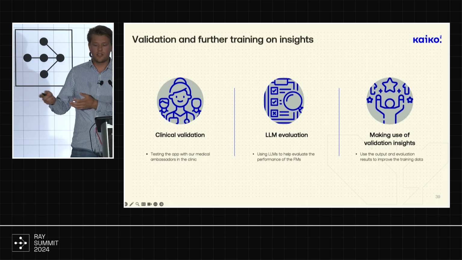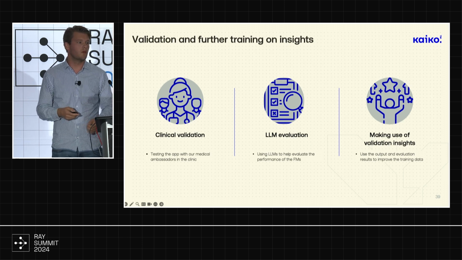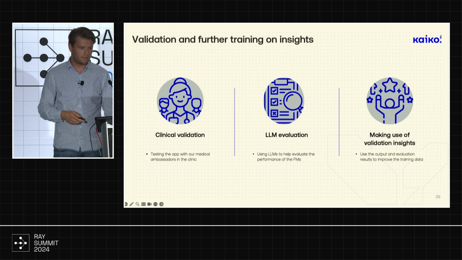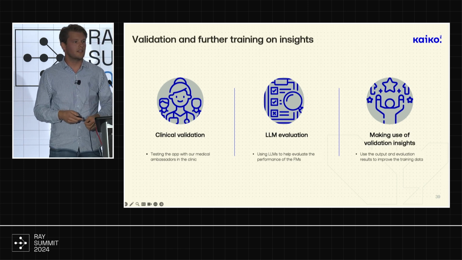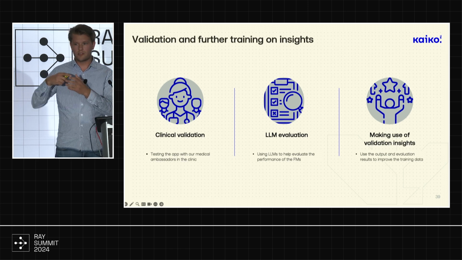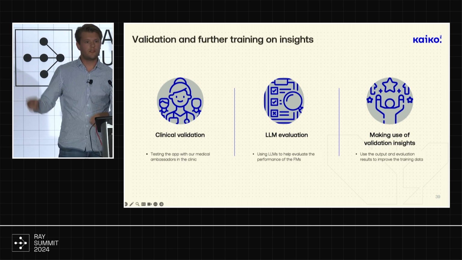Then the other side of our validation is more focused on the general evaluation of the models. Here we leverage LLMs to scale our evaluation. But here it's sometimes very difficult to see how severe the errors are for the clinical output. So basically, with these two modes of validation, we take the insights from the clinical validation and the data from the LLM evaluation and feed this back into the training loop to further improve our models.